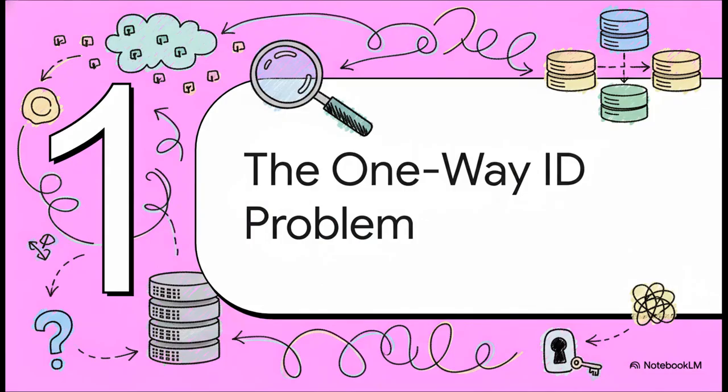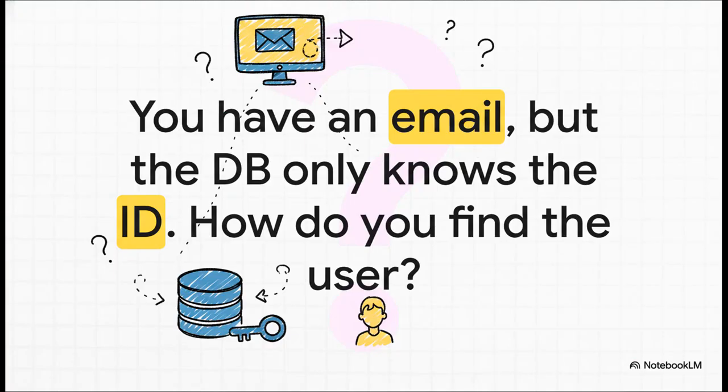So to really get why alternate keys are so awesome, let's kick things off with a problem that I bet every single one of you has run into. It all boils down to this fundamental mismatch between how we as people think about data and how a database sees the world. Just think about it for a second. You, the human, know your user as alice@example.com. That's a real, tangible piece of information. But your database? Nah. It probably knows that exact same user as just a number, maybe 101. And that disconnect right there is the root of the problem.